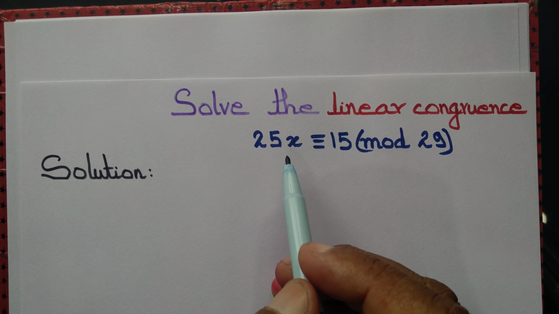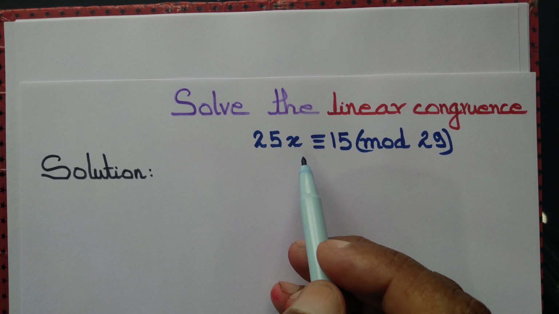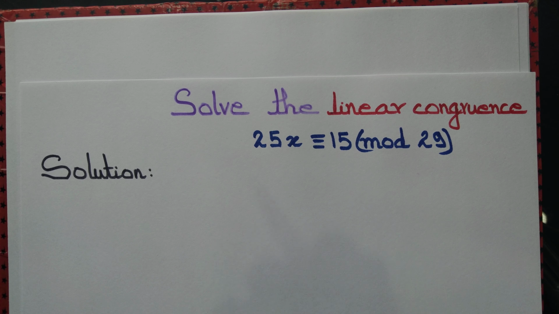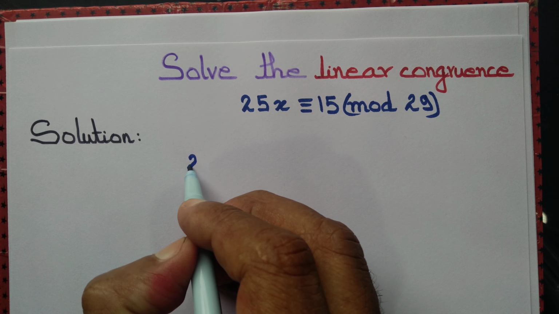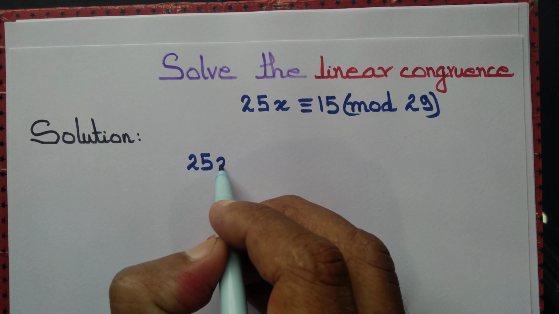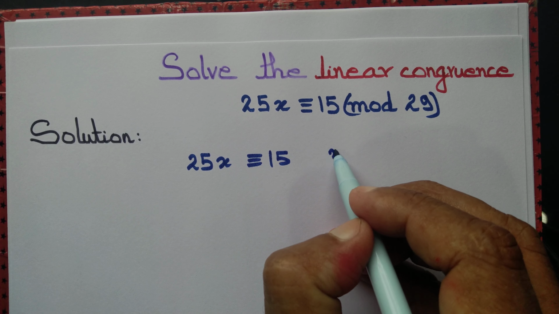Obviously, you can think of, well, I'll write x equal to 0, x equal to 1, x equal to 2, and so on. I'll check up to 29. I'll get some value of x that satisfies this congruence. However, there is an easier method of doing it. Let's do it. We got the congruence 25x is congruent to 15 mod 29.